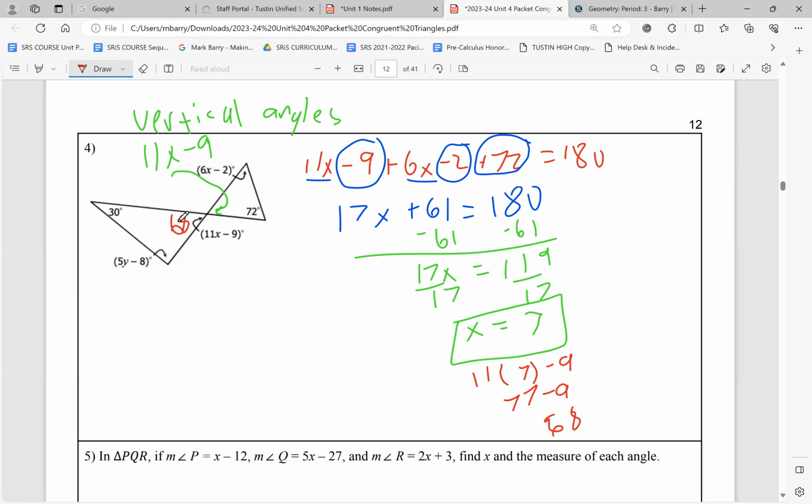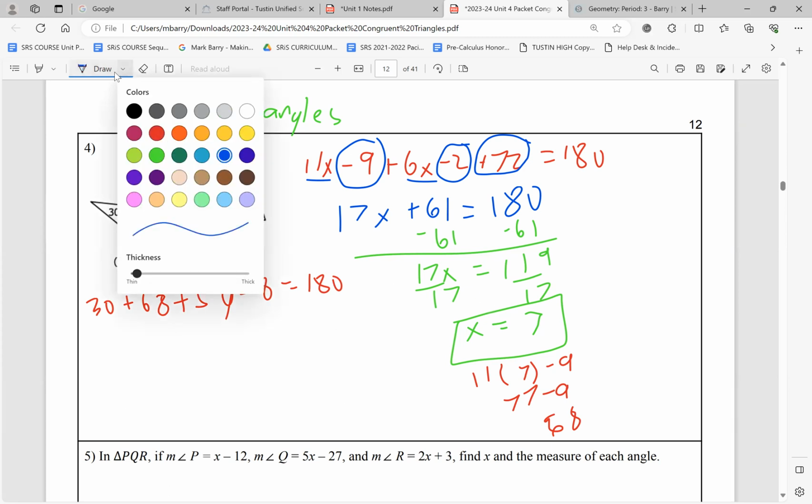And so now I can add everything up from that triangle and equal it to 180. So we know it's 30 plus 68 plus 5y minus 8 is going to equal 180. Okay, so now we just need to solve that one to figure out what y is.